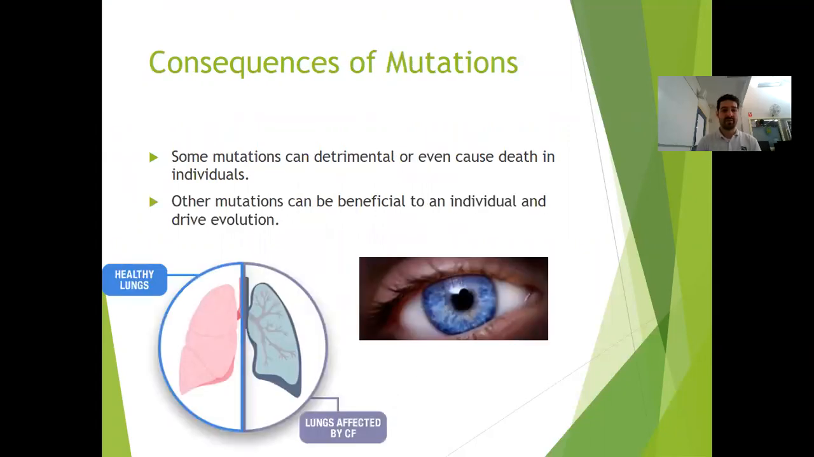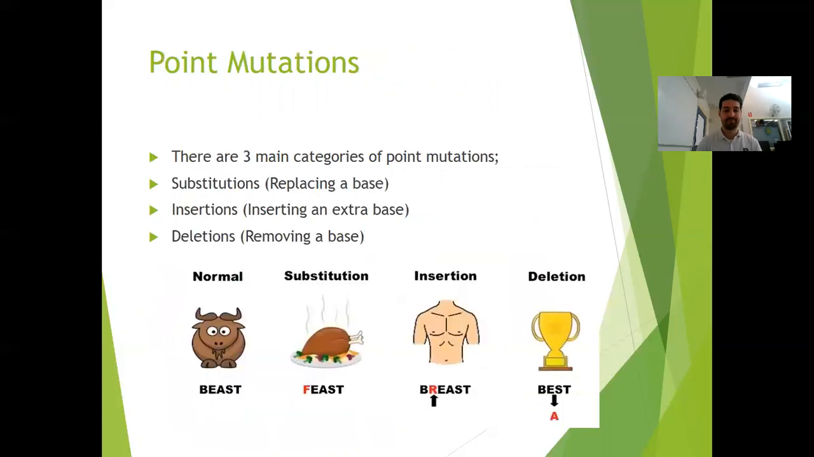So mutations, some of the consequences, well, some can be detrimental and cause death in individuals. Others can be beneficial or start to drive evolution. We know evolution relies on some variation amongst the population, and mutations can cause that variation. So if we're thinking about a population of rabbits and they're all white, if we have a mutation, one of them might become black, and that might then lead to natural selection that might select for the black ones or select for the white ones. So mutations are really important in setting up some of our other drives of evolution as well.